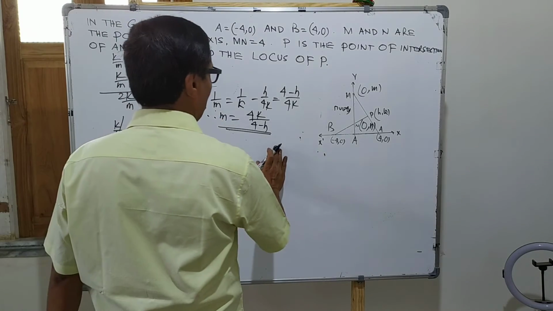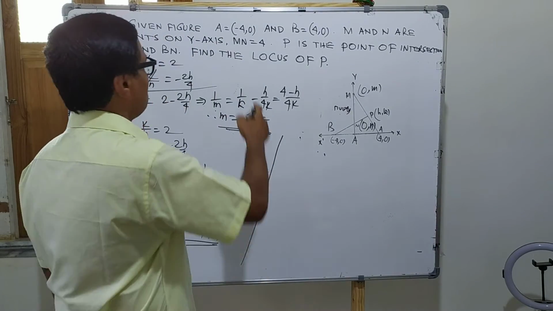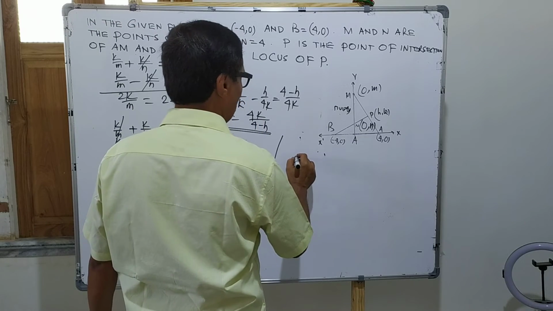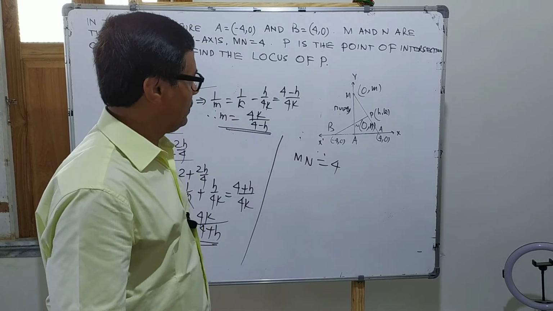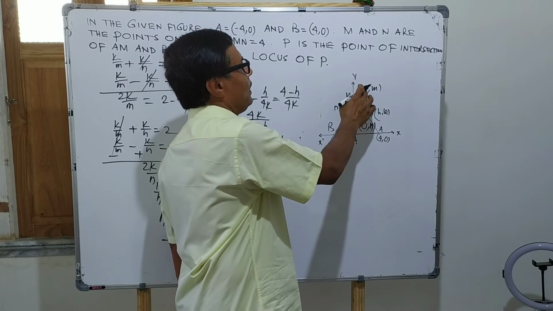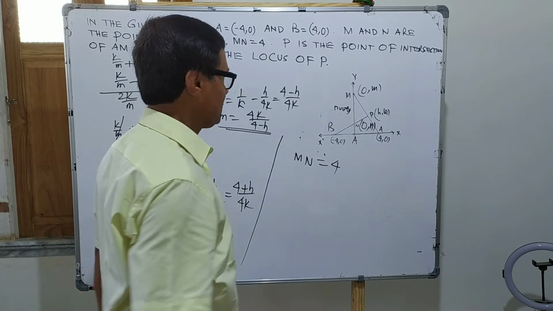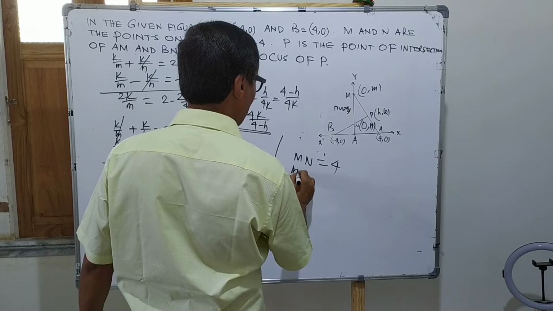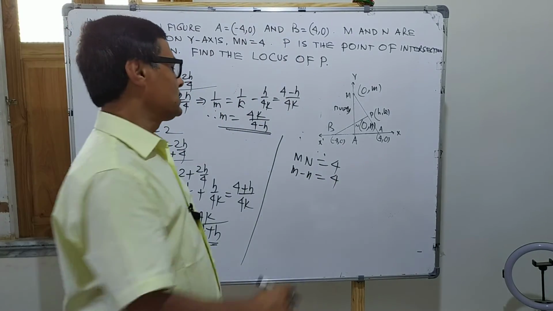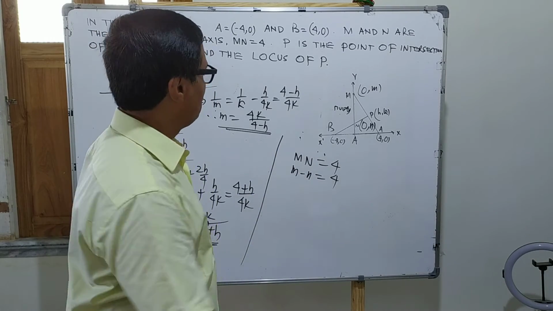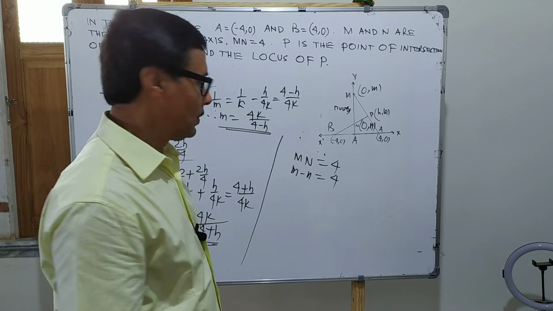Now we are also given another condition, which is that the length of MN is 4. Here the coordinates of M and N are considered as 0, m and 0, n. So we can write the length of MN as m minus n. So m minus n equal to 4. This is the length of MN, and it is given as 4.